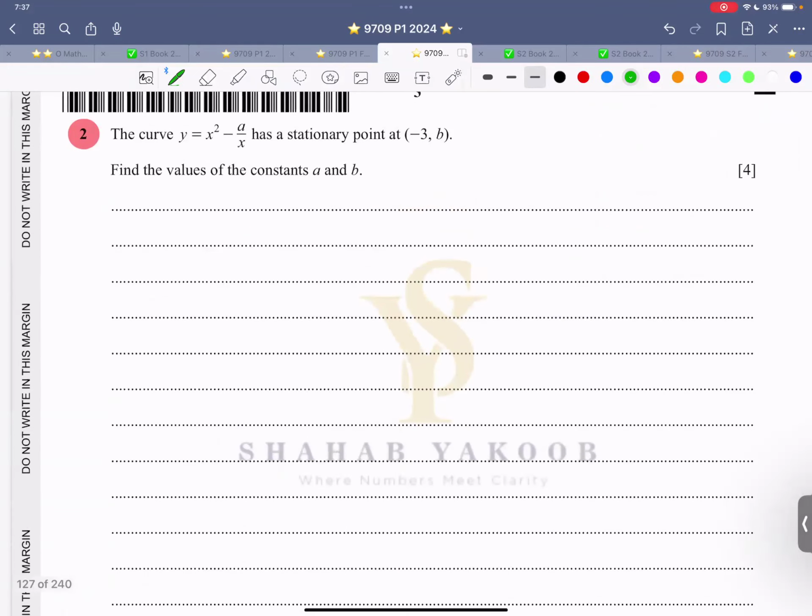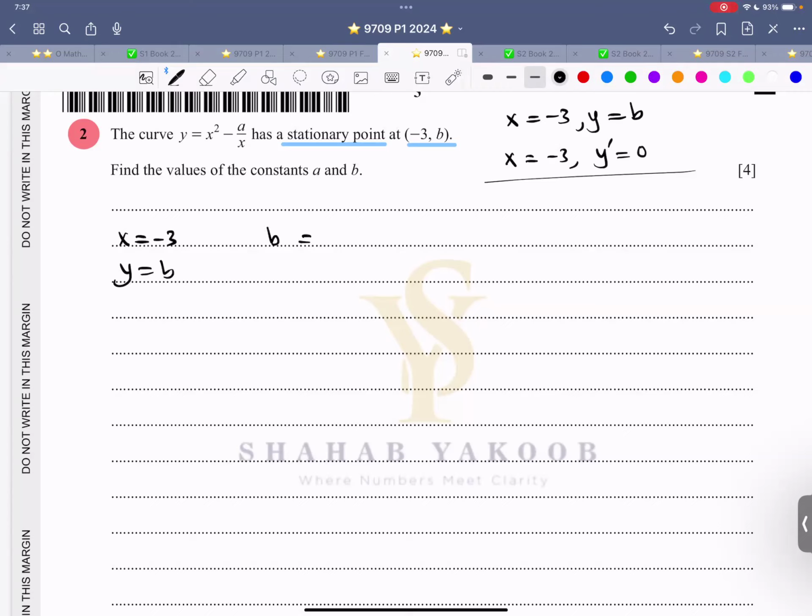So let's get started. Now it says the curve y equals something has a stationary point. Let me highlight it. Stationary point at this point. Now let me write: when x is -3, y is equal to b. That is one condition. When x is -3, dy/dx is 0. Find the values of constants a and b. So first of all, when x is -3, y is equal to b.